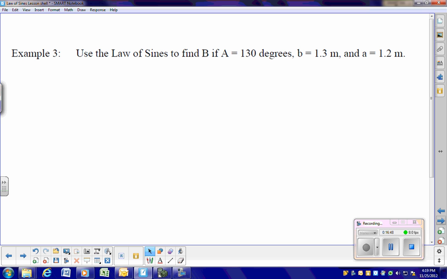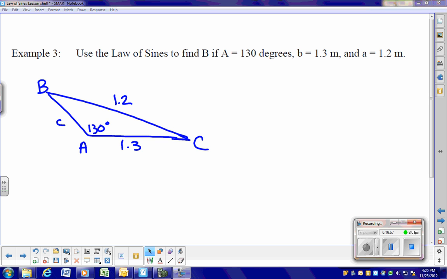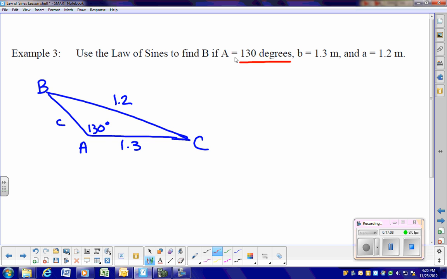Here's example 3. Okay, take a minute. Why don't you pause this and see if you can come up with the picture on your own. Okay, here's an example of how your picture might look. Notice I drew A very large. That is because 130 degrees is an obtuse angle, and so I wanted to represent that correctly.